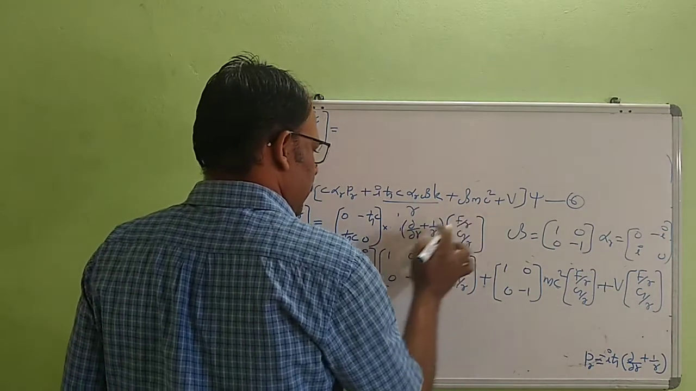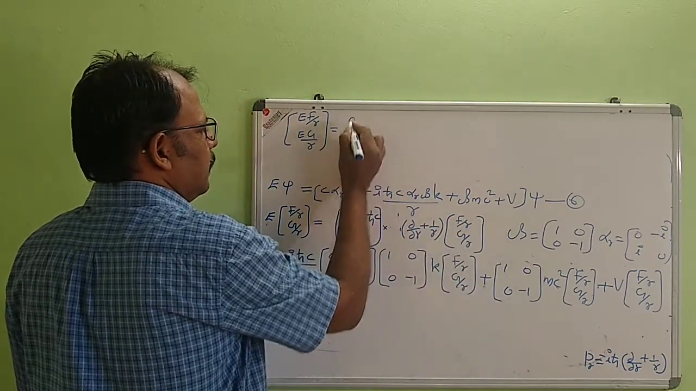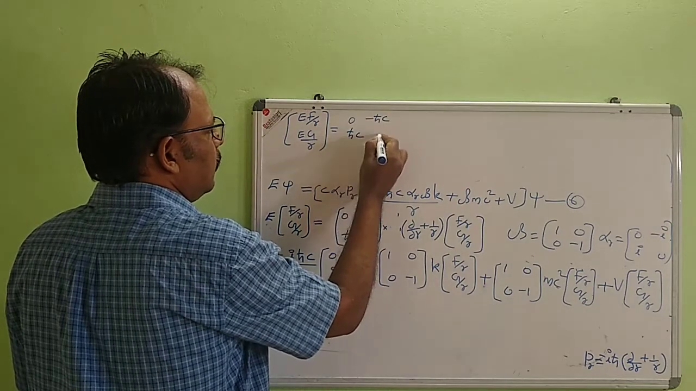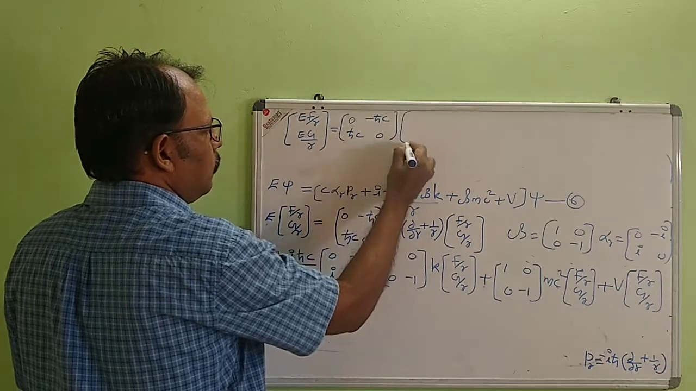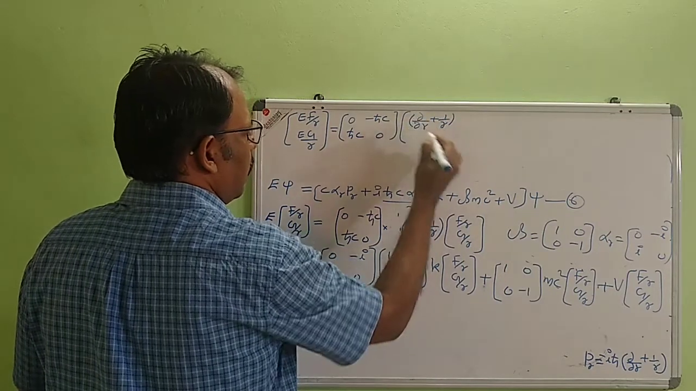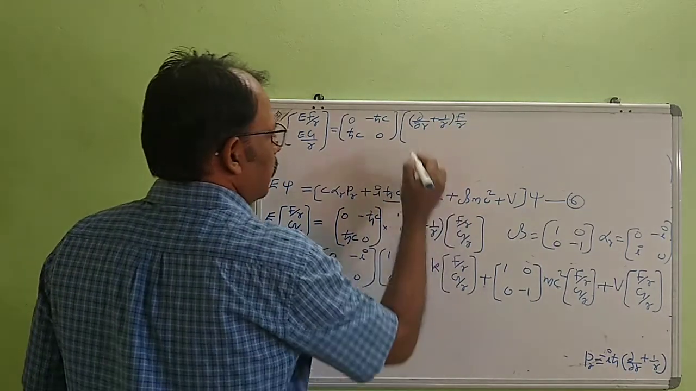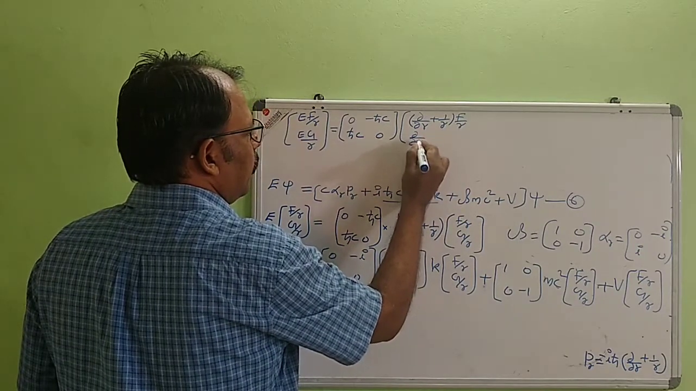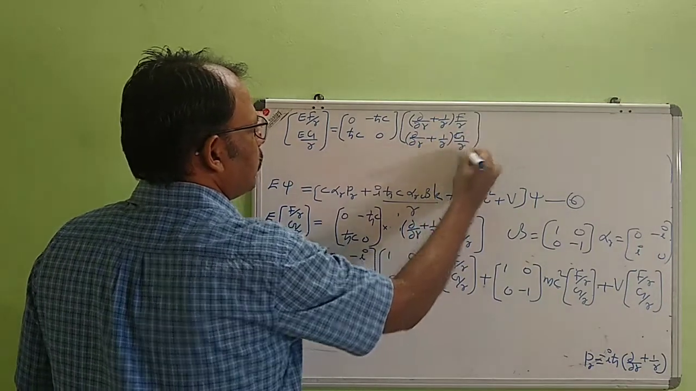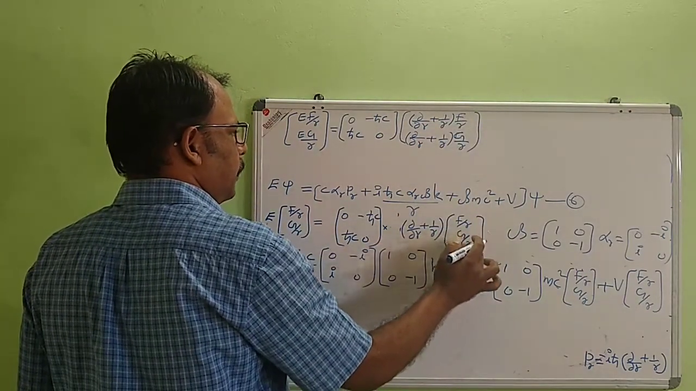Now operating this matrix with dou by dou R plus 1 by R on F by R, I can write it as 0, minus h bar C, and so on. The first term is dou by dou R plus 1 by R operating on F by R, and the second term is dou by dou R plus 1 by R operating on G by R.